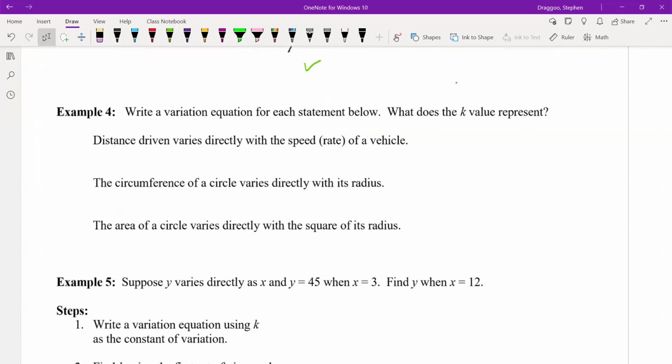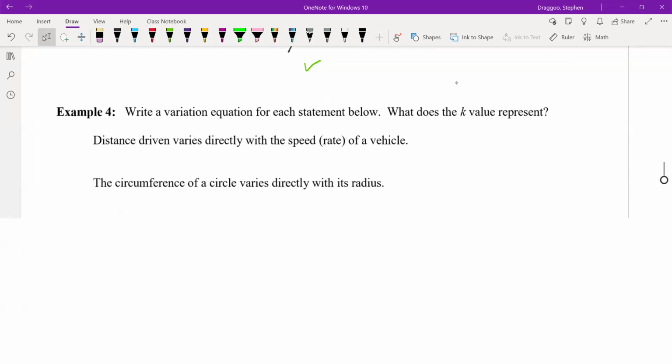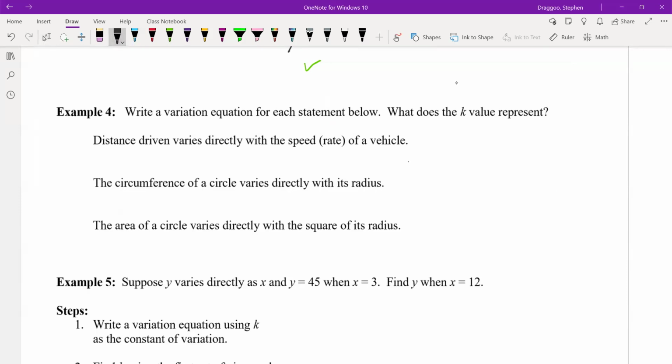So for example 4, write a direct variation equation for each statement below. Distance driven varies directly with the speed of the vehicle. So distance is directly proportional to the speed or the rate, or maybe the velocity. I'll use v for velocity. Right, so they are directly proportional. One varies directly with the other, but we need some sort of proportionality constant, which is where we're going to introduce this idea of k.